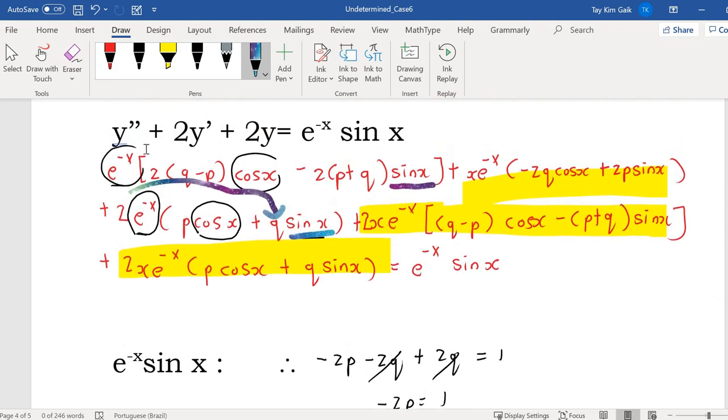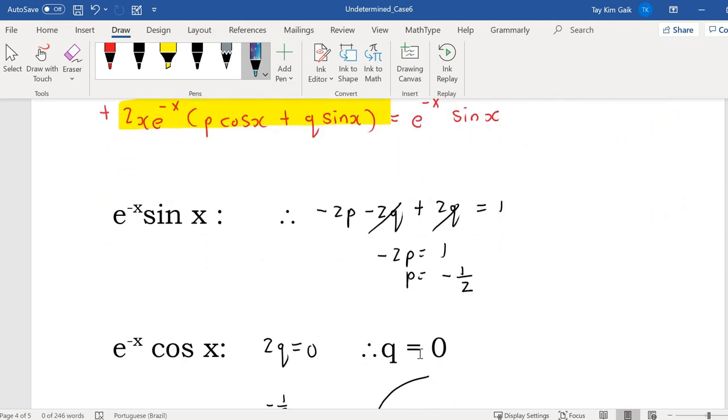Later on, I compare exponent negative x cos x here, and exponent negative x cos x here. This one, the coefficient is 2q minus 2p plus 2p, so it's just left with 2q. On the right hand side, we don't have this term, so it equals 0. That's why q is 0.